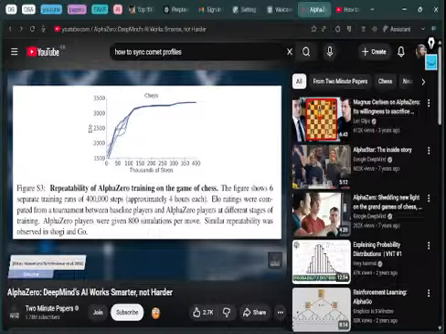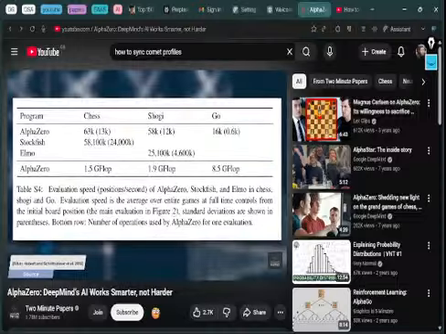You can see how reliably this AI can be trained. The blue lines show the results of several training runs, and they all converge to the same result with only a tiny bit of deviation. AlphaZero is also not a brute force algorithm, as it evaluates fewer positions per second than Stockfish.